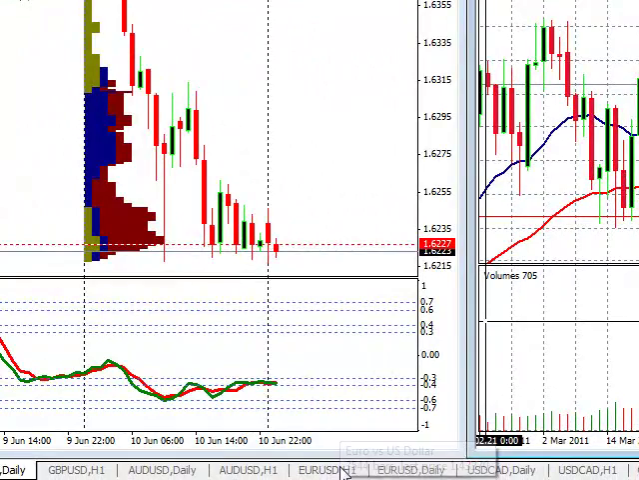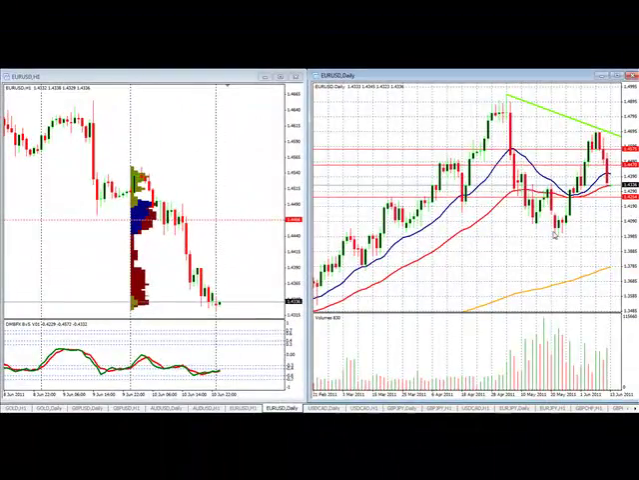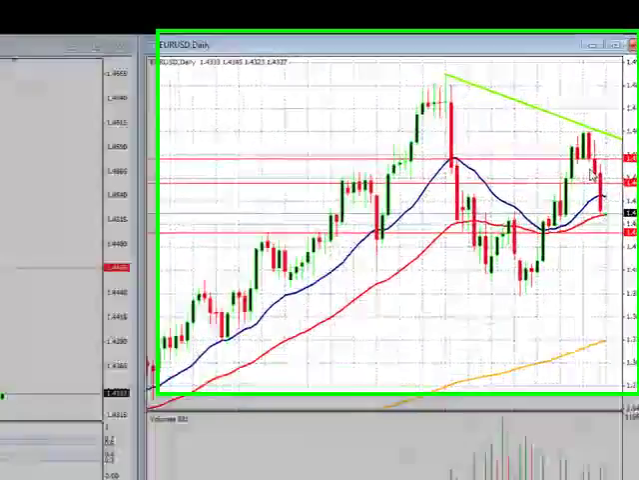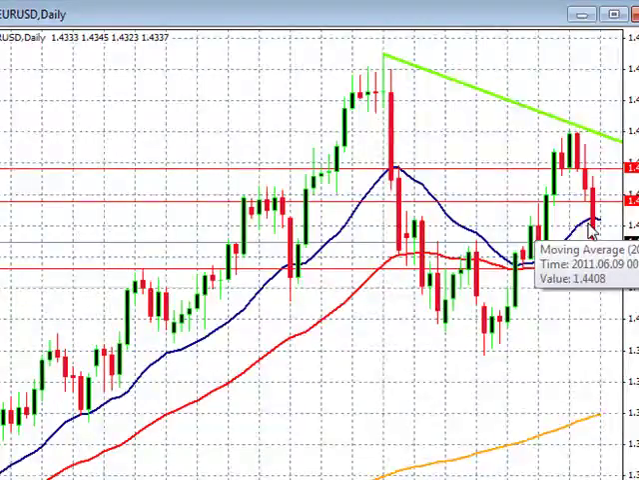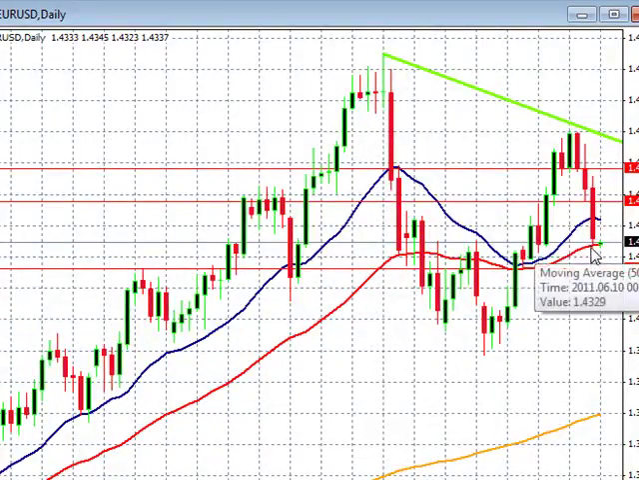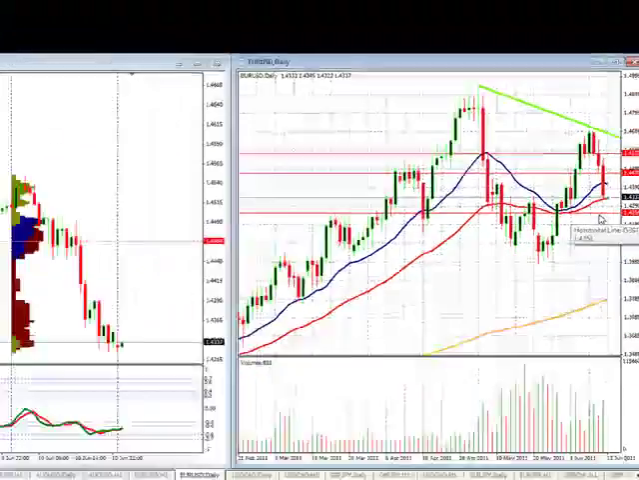The last one is the euro dollar, and here we have the long-term uptrend. We had a nice move up, and now we came down a little bit quicker, resting at the 50 moving average. Certainly looks like it wants to come down to our previous support level of 1.425. So if it breaks the 50, certainly looks like it's going to come down here. I don't think it's quite aggressive yet. At that point, then we really have to start looking at what's going to happen.